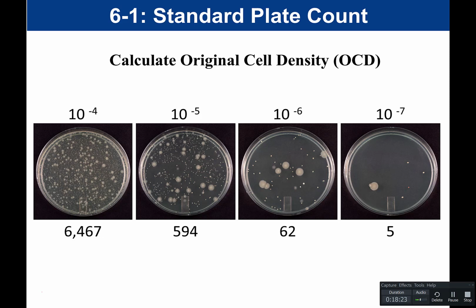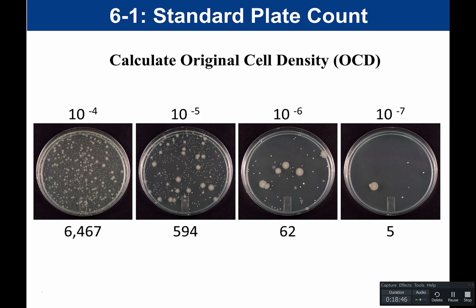If you look at these 4 plates, you only use one plate to determine your titer. You're only going to use one plate. So you have to think about which of those plates should you use and why, and then use that plate to calculate your original cell density.